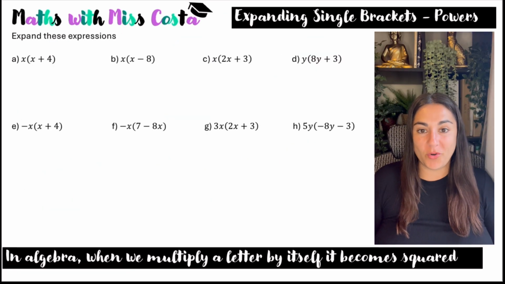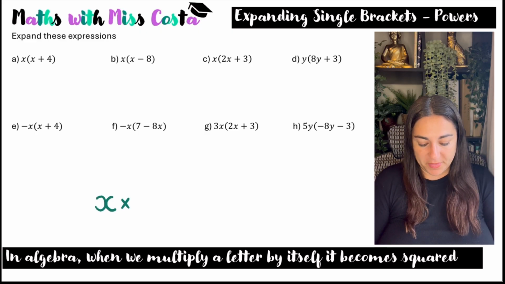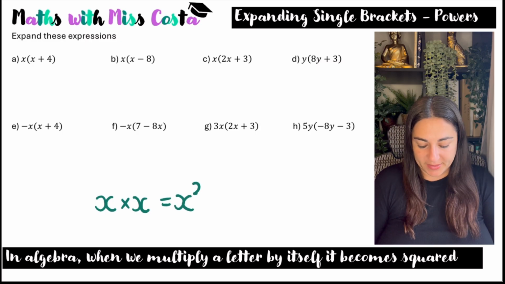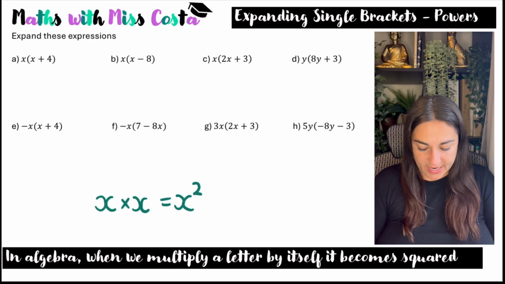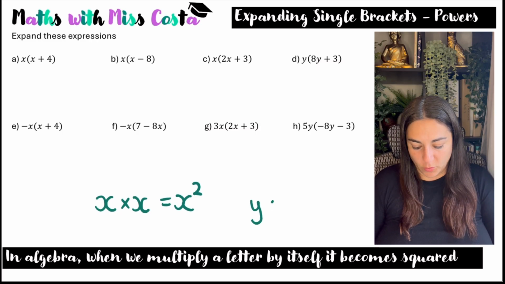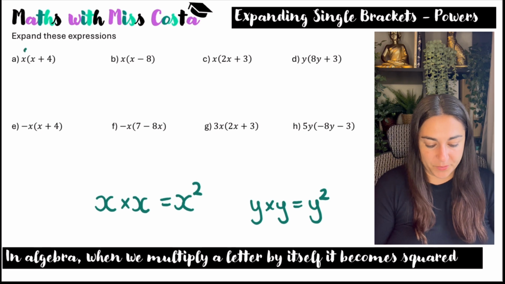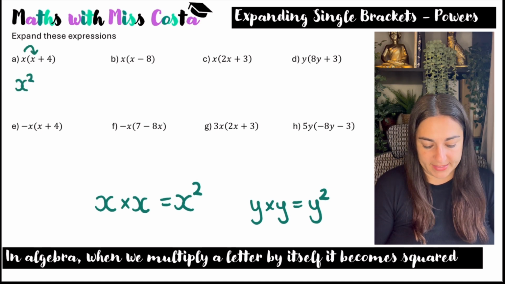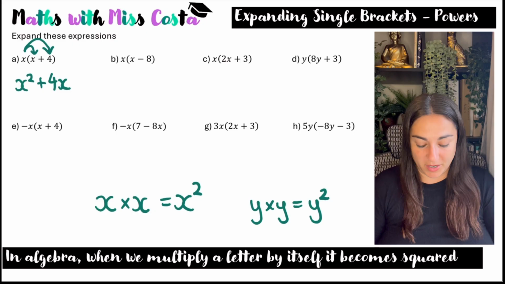Okay, so here we've got some more expanding, but this is where I'm going to do powers of x. So remember, when something is multiplied by itself, we can write it as that thing squared. So x times x becomes x squared. That's the key thing that you want to remember for this, and that will help you massively. If you've got, let's say, y times y, that's also going to become y squared. Anything times by itself is that thing squared. So x times x is going to become x squared. And then x times by 4 is going to become 4x. And that's all. Expand just means multiply out.